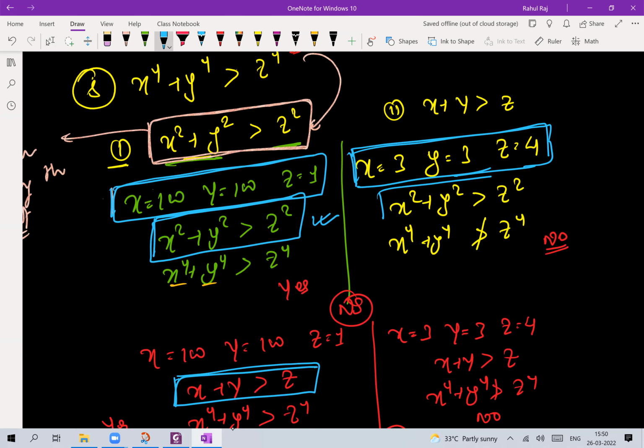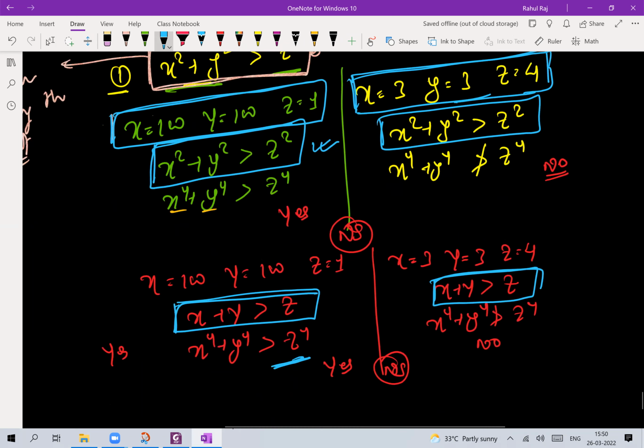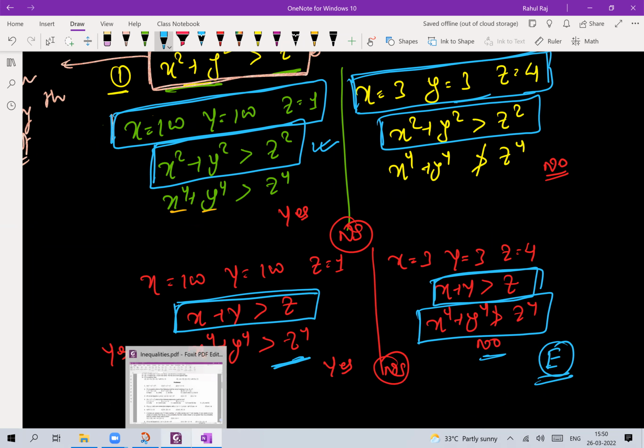Option number 1 suffices. Option number 2 suffices. But the question does not suffice. So this is a no situation. So I can mark answer E to this question for sure. Agreed? Any doubt? Any doubt?